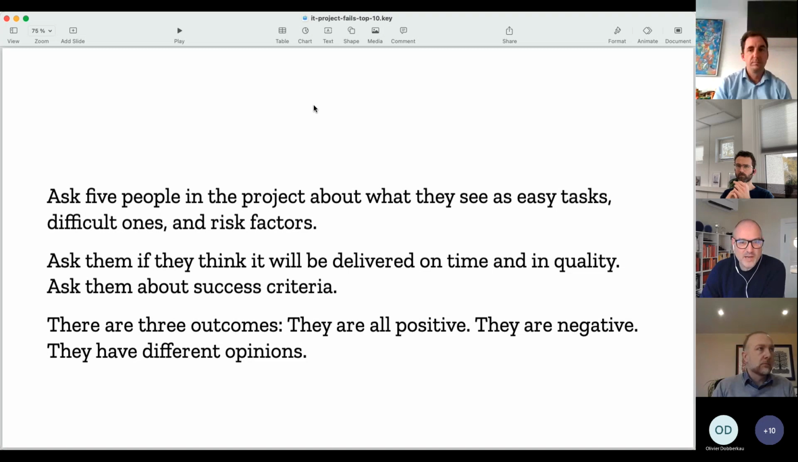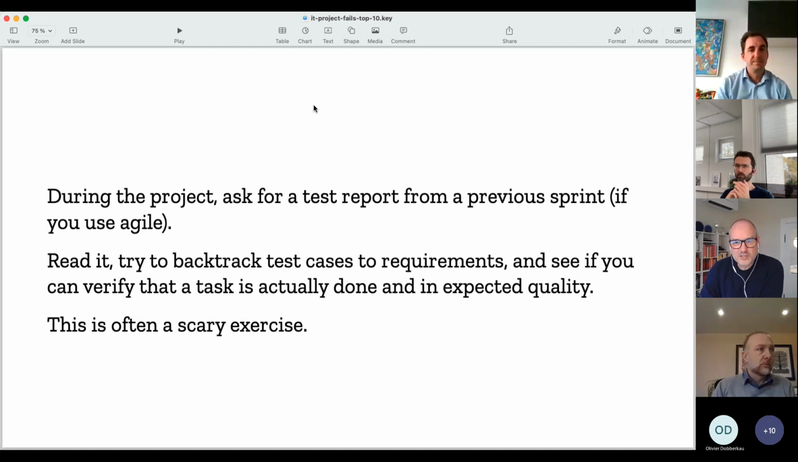So that's one trick. Another is you simply ask for a test report. And if you are agile, then there'll be a test report for every sprint. If it's not agile, if it's waterfall, then you probably also have some kind of test report. If it's continuous delivery, then it's more difficult because it will probably be test reports per feature. Quite often you'll find out that nobody did a test report. The test team were so busy testing features that they didn't document anything.